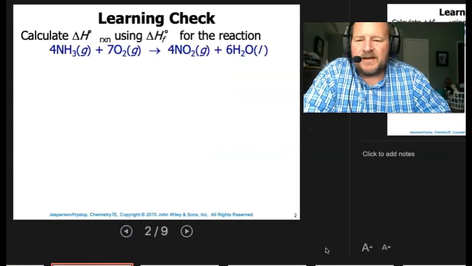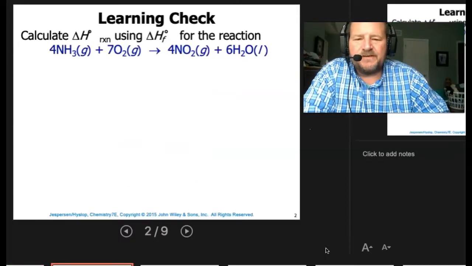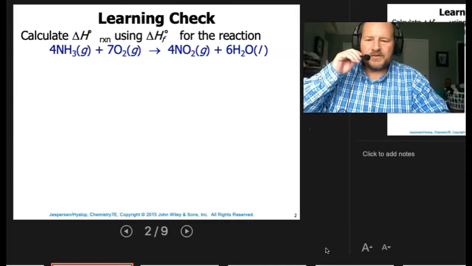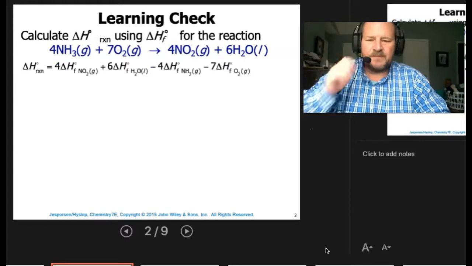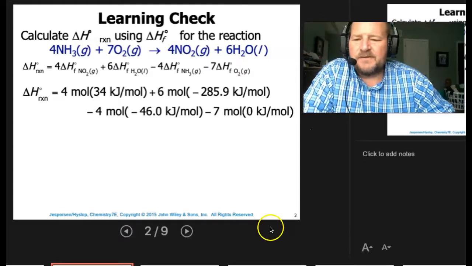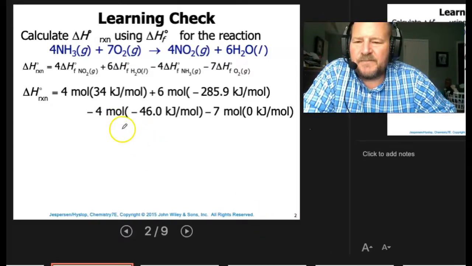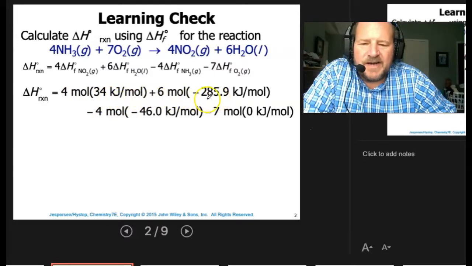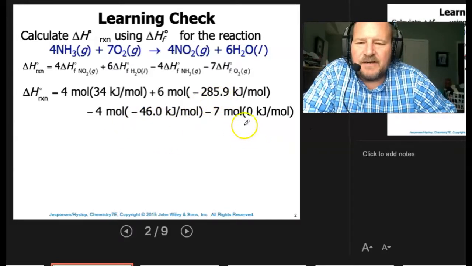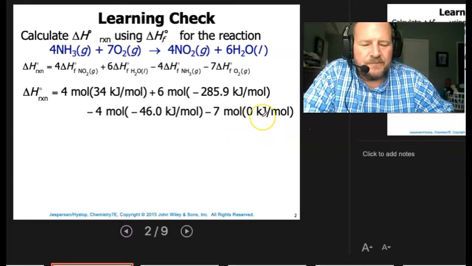So, calculate delta H reaction using the delta H formation for the reaction. So we have 4 ammonia plus 7 O2 going to 4 NO2 plus 6 water. So we'll go look up each one of these values. For the NO2, we get 34 kilojoules. For the water, we get negative 285. And then for the ammonia, we actually get negative 46. And then for the oxygen, of course, elemental would be 0.